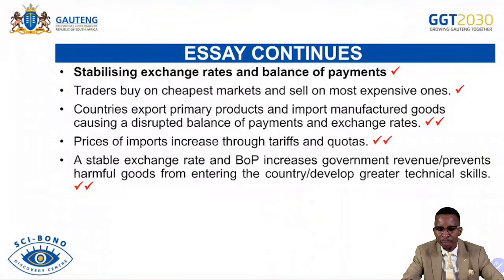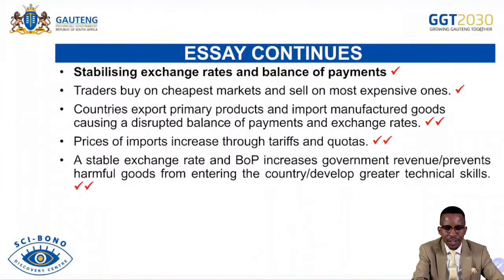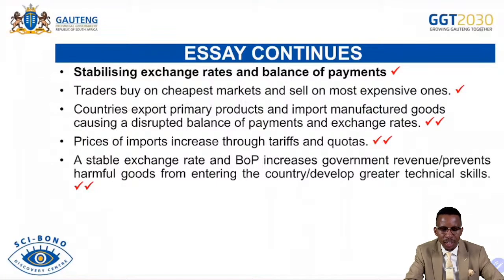Stabilizing exchange rate and balance of payment. Traders buy on cheapest markets and sell most on expensive ones. Countries export primary products and import manufactured goods, causing a disrupted balance of payments and exchange rate. Prices of imports increase through tariffs and quotas. A stable exchange rate and BOP increases government revenues, prevents harmful goods from entering the country, and develops greater technical skills.